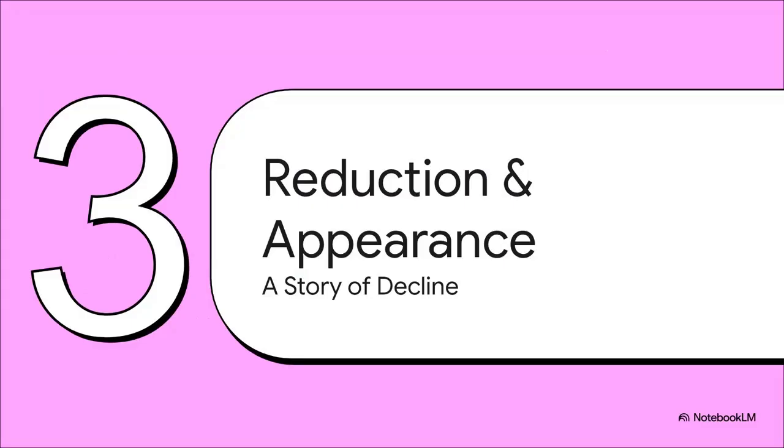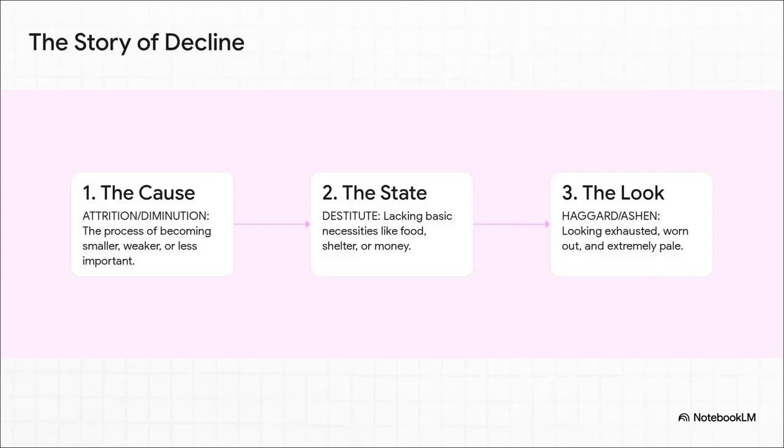All right, now for a group of words that actually tell a little story. It's a story about things getting smaller or weaker and how that can change how things, or people, look. Check out this process. It starts with either attrition or diminution. Attrition is a slow, gradual process of becoming weaker or smaller, usually because of constant attack or pressure.